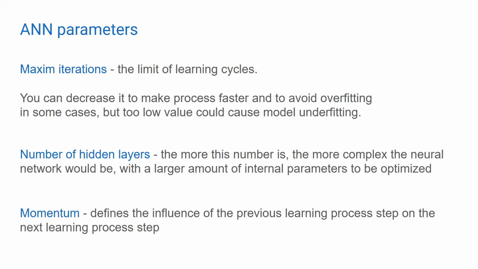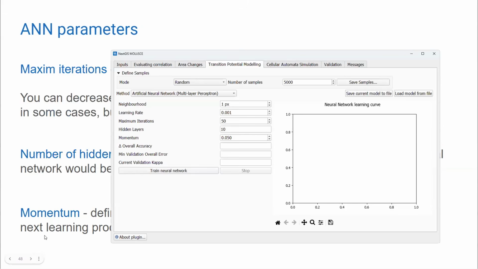Next parameter is number of hidden layers. It is about the neural network architecture. The more this number is, the more complex the neural network would be, with a larger amount of internal parameters to be optimized. So low value refers to simple neural network. High value refers to complicated neural network. And finally, momentum defines the influence of the previous learning process step on the next learning process step. It's a very technical thing.